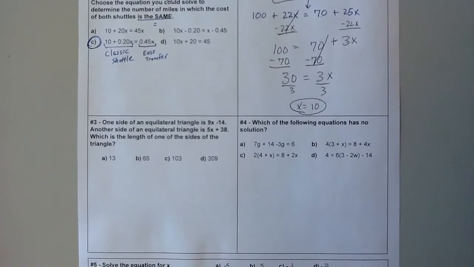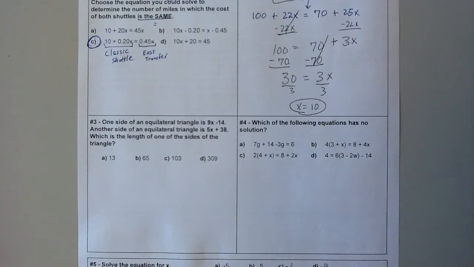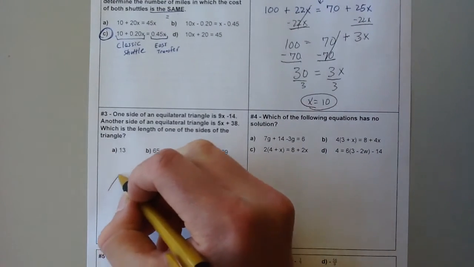Number 3 says one side of an equilateral triangle is 9x minus 14. Another side of an equilateral triangle is 5x plus 38. Which is the length of one of the sides of the triangle? All right, now to solve this problem, I would first draw a picture of the equilateral triangle. It doesn't matter how good your triangle looks or not, as long as it's a triangle. So I have this.